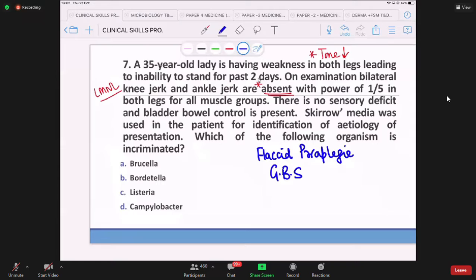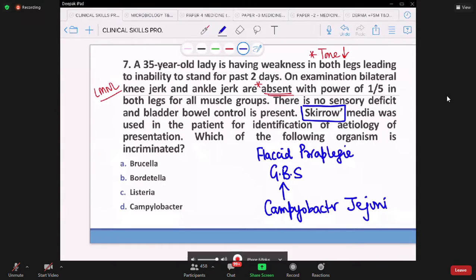In Guillain-Barré syndrome, what is the etiological organism that has been asked? You need to apply microbiology here. This is an overlap between medicine and microbiology. He has given you Skirrow's media. I think all of you are aware that Skirrow's media is used to isolate the organism which is the trigger for Guillain-Barré syndrome. Yes, most of you guessed it right, and that's going to be answered as Campylobacter jejuni. So, well, that was good. Campylobacter jejuni is the organism responsible.